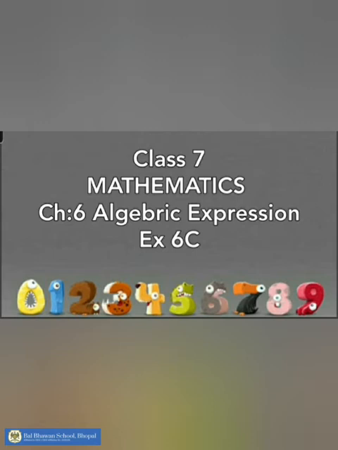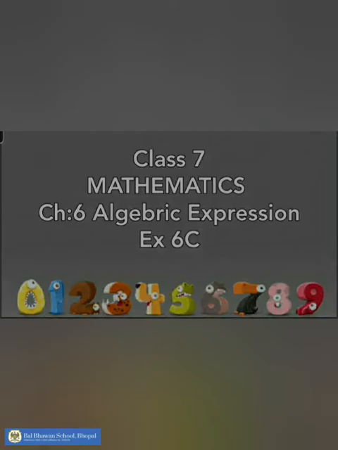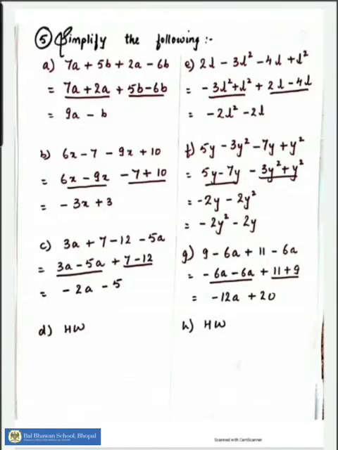Children, today we will talk about Chapter 6 Algebraic Expression Exercise 6C, in which we are going to solve few questions. Let us start. Let us start with question number 5, which is simplify the following. In this, the first question is 7a plus 5b plus 2a minus 6b.